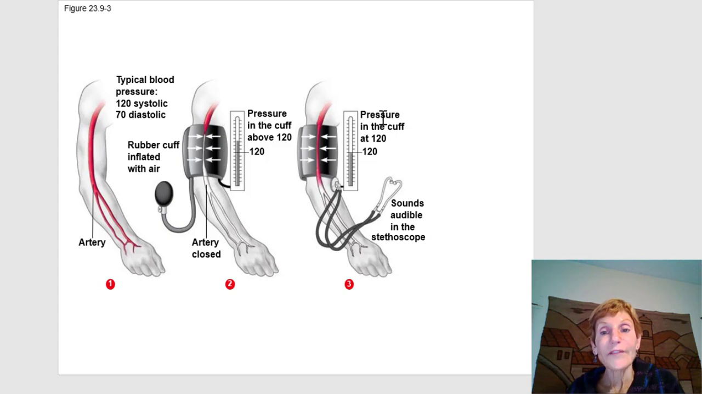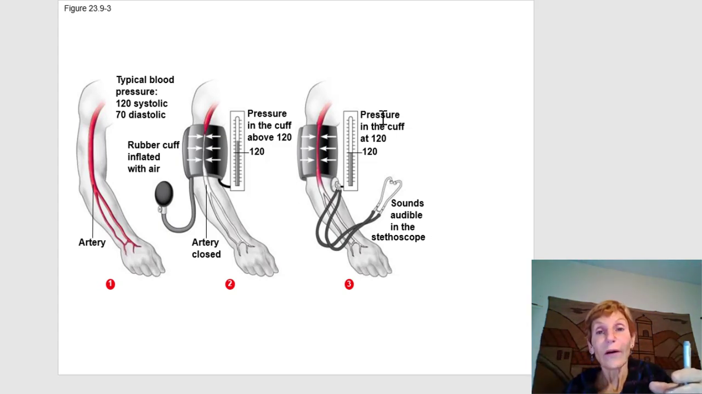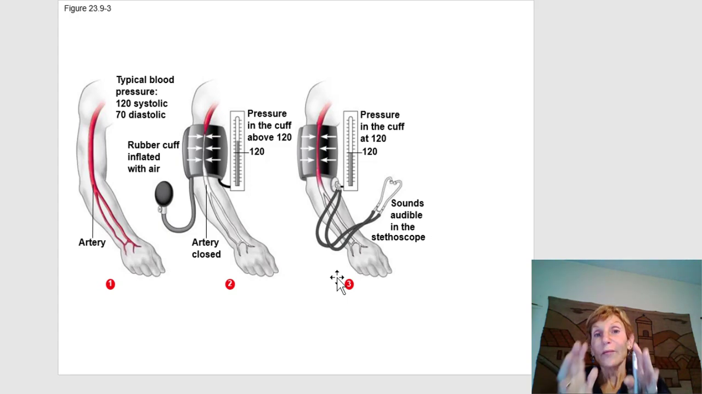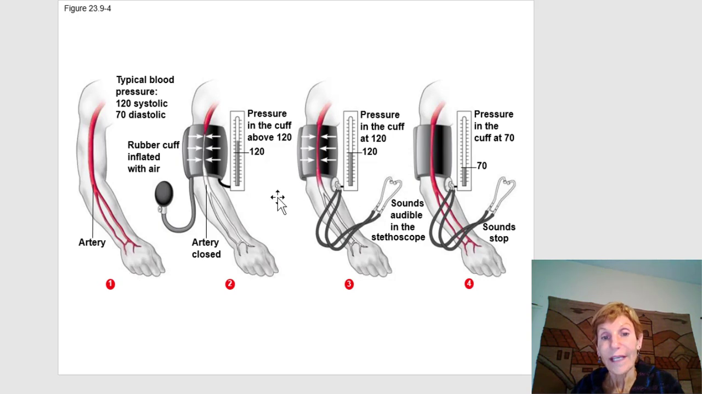Okay. And so then you slowly let out more and more air, and you'll hear the audible sounds until it gets to a point where the pressure is so low that the brachial artery is completely open and there's no resistance at all to flow. When that happens, which in this case would be at 70 millimeters of mercury, the blood flows freely and you hear no more sounds.